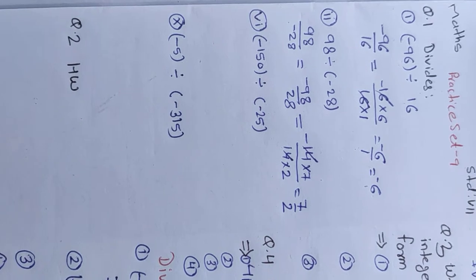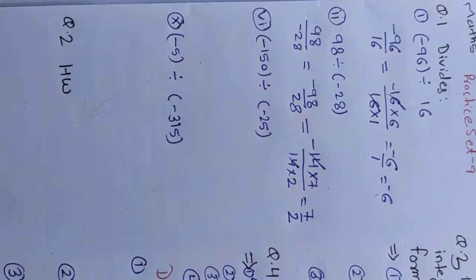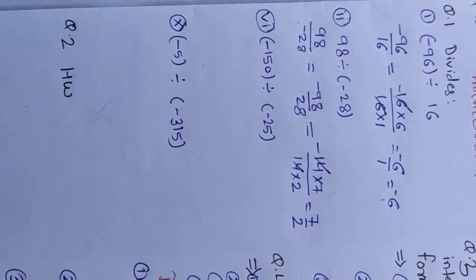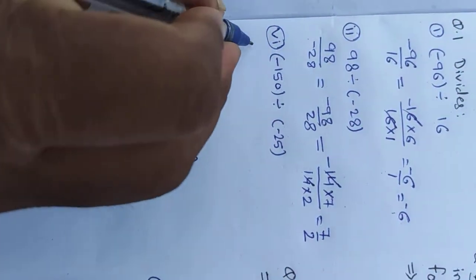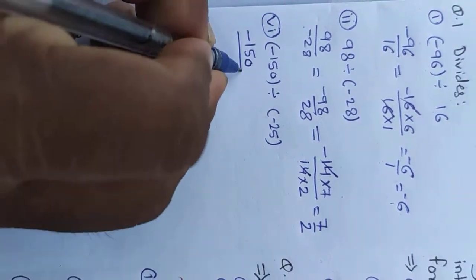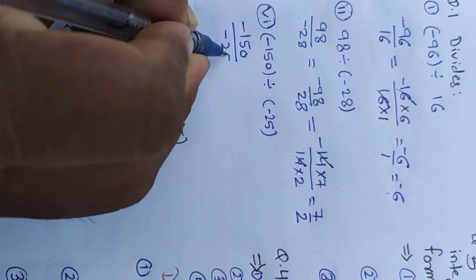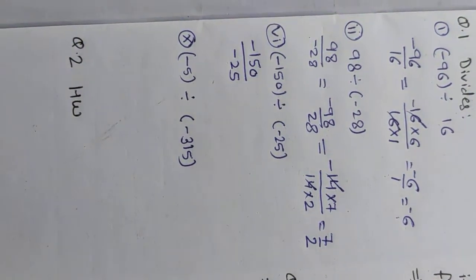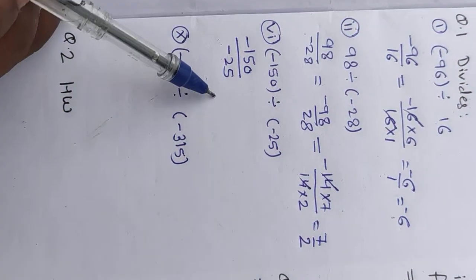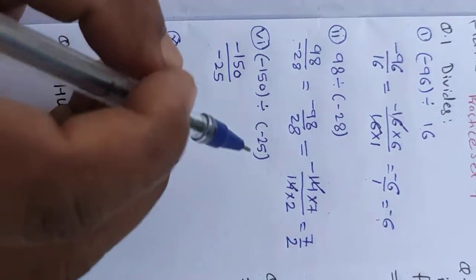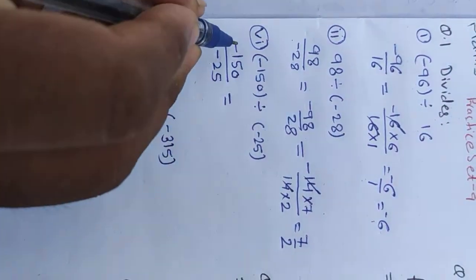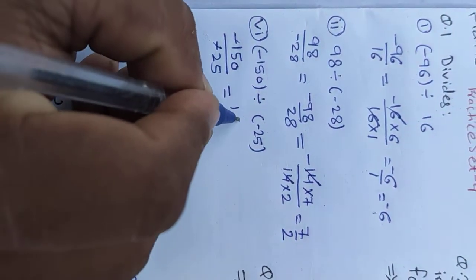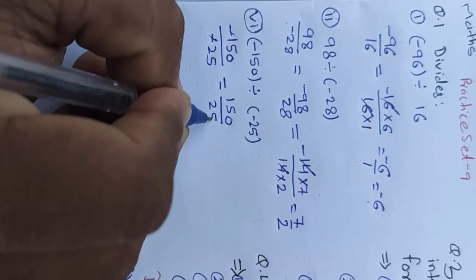Now sums number 3, 4 and 5 are based on the first and second only, so this is homework. Come to sum number 6. -150 upon -25. According to rule number 4, negative numbers divided by negative numbers, the answer comes in a positive. That means this negative and negative will be cancelled. So we got 150 upon 25.